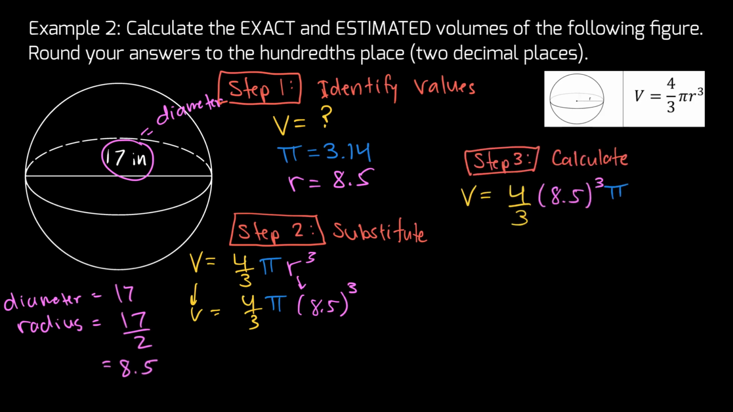Then we get into step 3. I rearranged it just to help it make more sense, hopefully. I'm only going to multiply the 4 with the 8.5 to the third power. I'm not going to divide by 3 because I'm going to get a repeating decimal, and this is where I want the exact value. So I don't want to estimate at all in this process. Okay, so let's do this.